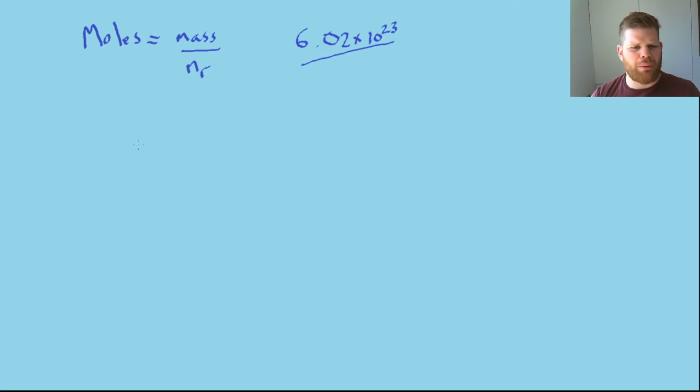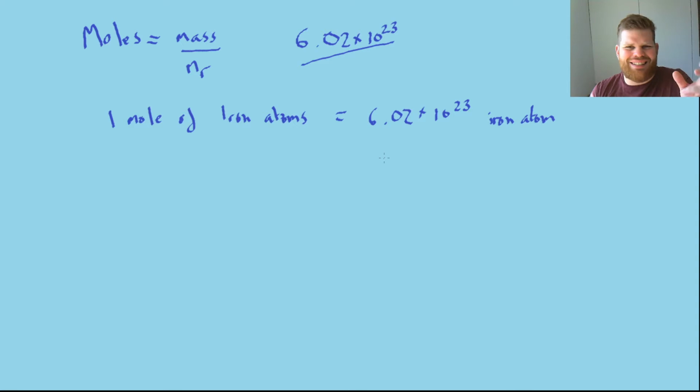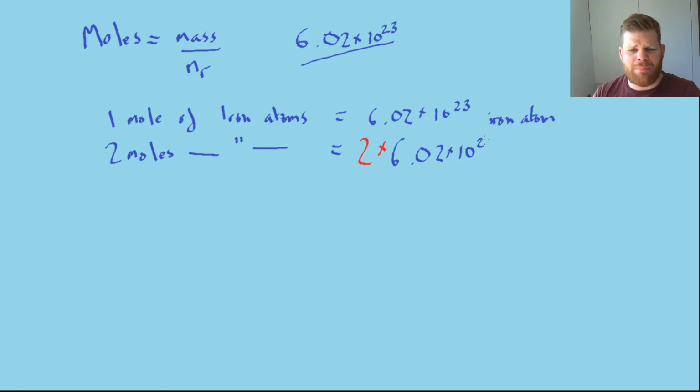So let's start with a real simple example. If I have 1 mole of, let's say, iron atoms, that would have 6.02 times 10 to the 23 iron atoms. Iron exists in its elemental form, so there's just atoms of iron. So if I was to make this 2 moles of iron atoms, you would have 2 times the amount of 1 mole, which is 6.02 times 10 to the 23, which equals 1.204 times 10 to the 24 iron atoms.